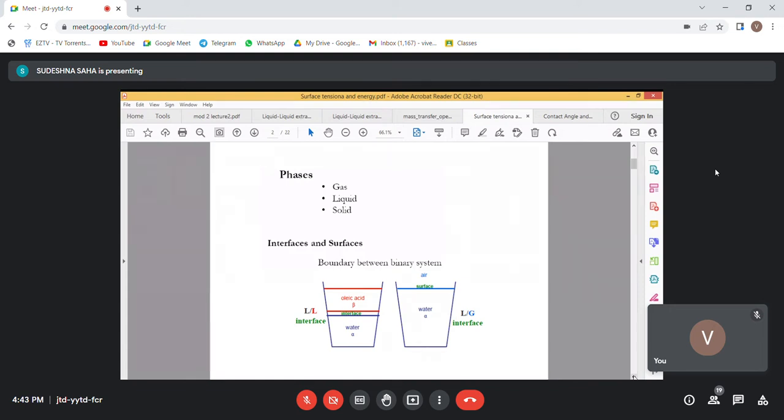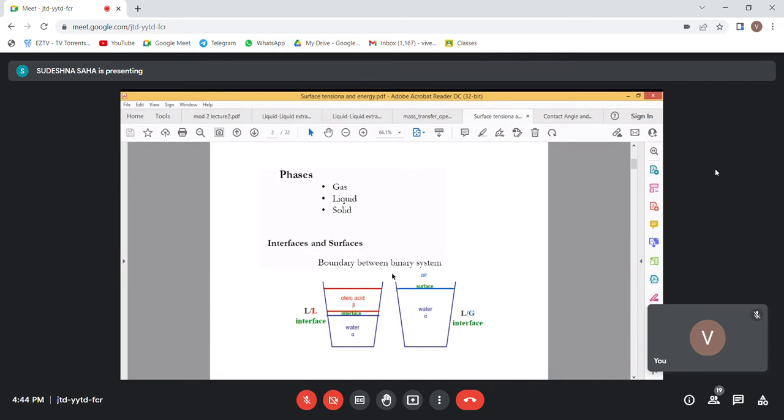There are mostly three phases: gas, liquid, and solid. And when we are talking about interfaces and surfaces, they are basically the boundary between the binary systems. Now, when we have an air-liquid system or liquid-gas, we usually term it as a surface, or solid-air. We term it as surface, whereas interface is usually between liquid-liquid phases, sometimes solid-liquid or gaseous phases as well, when there is some kind of miscibility between these two phases together. Okay, so interface and surface, sometimes we use them interchangeably, but more precisely, when we have dissimilar phases, we term it as interface, and when we have a gas phase, we call it surface.